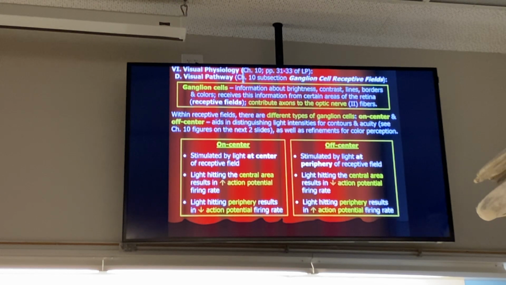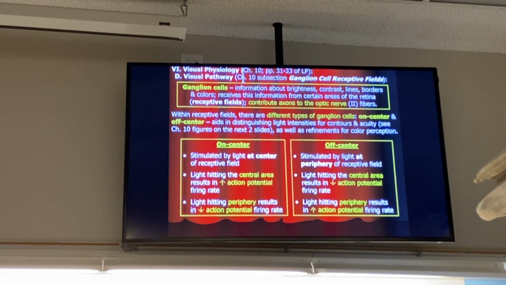And when you get more excitatory neurotransmitters, when the bipolar cell depolarizes, this is going to reach threshold. You're going to get an increase in action potential firing rate. So for an on-center ganglion cell where you have convergence, if light hits the center, you're going to get an increase in action potential firing rate.